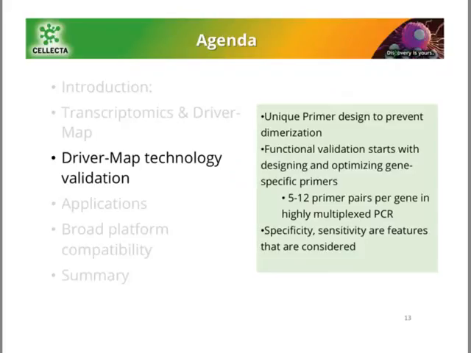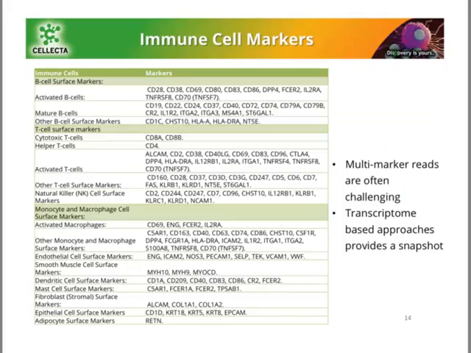So this is where I am. What I've tried to walk you through, very quickly, is an idea of primer design to prevent dimerization and functional validation of every single primer that we've used, reaching up to the 8,000 mark as of now. And we are looking at specificity and sensitivity as some of the features in this platform.